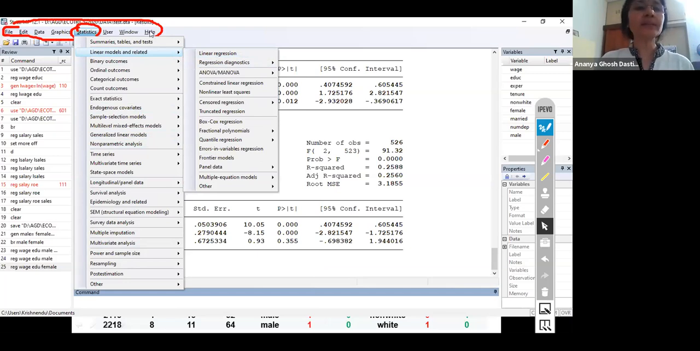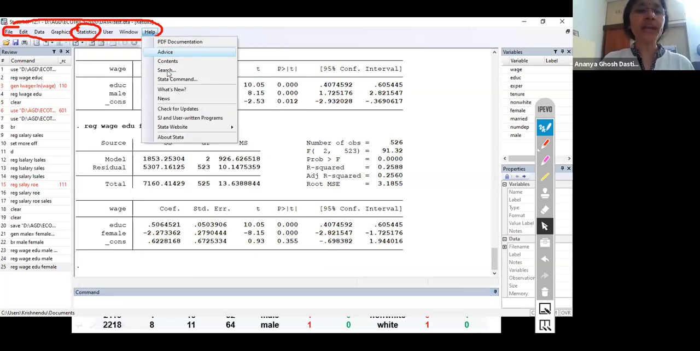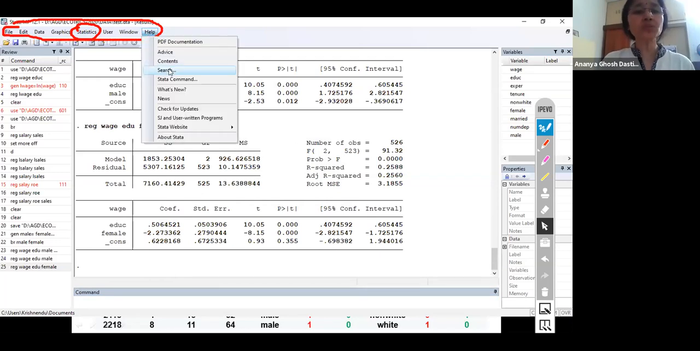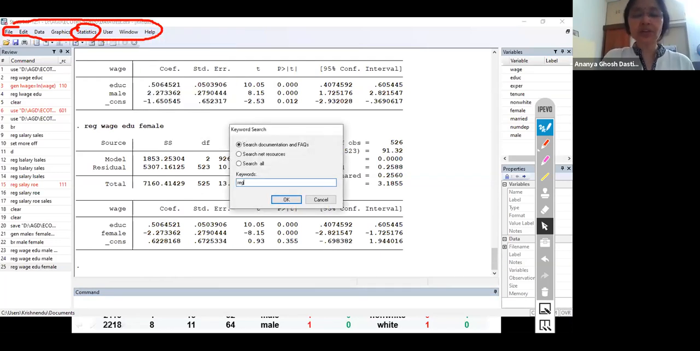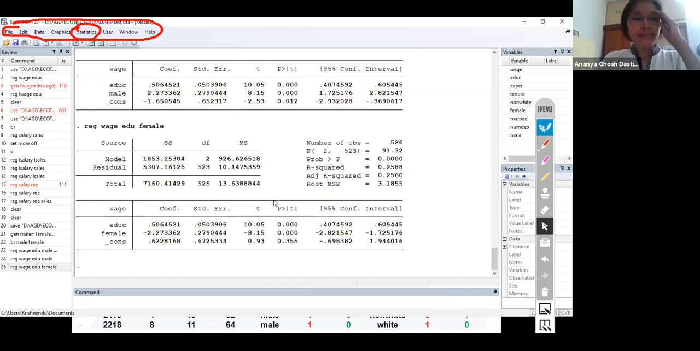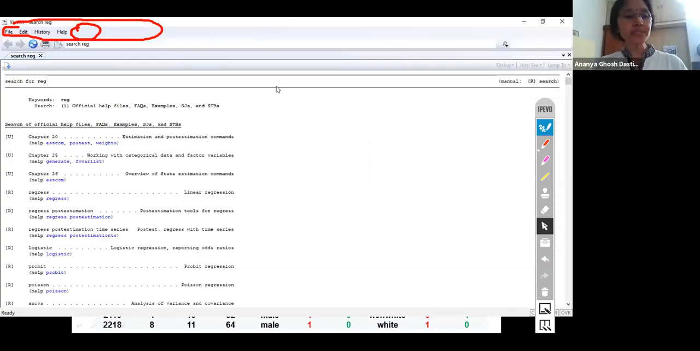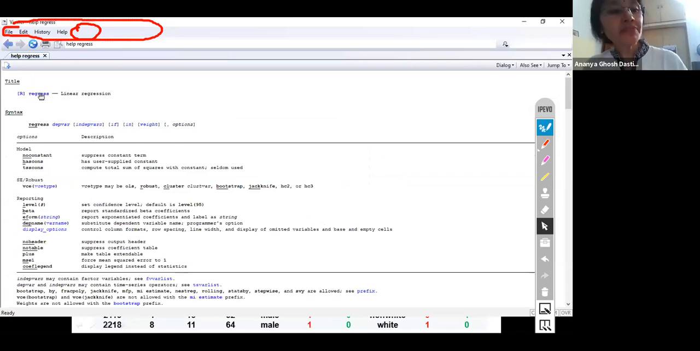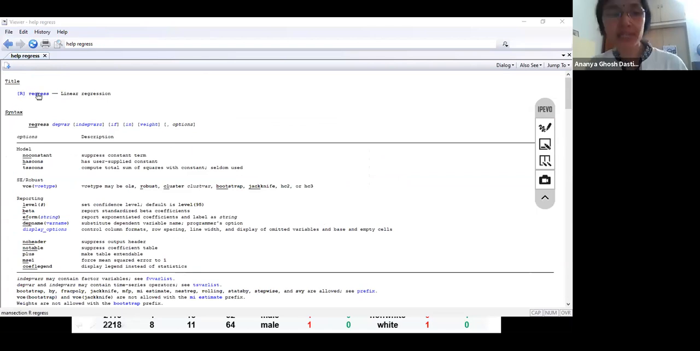And one other thing, suppose you ask for help on Stata, you go to help and then you go to, sorry, I'll do it once again. You go to help, you go to search, and let's say I search regression. Then it's going to show me something like this. And once I click on this, it's showing me so much help. If I click on this blue thing, then it is actually going to give me major help.